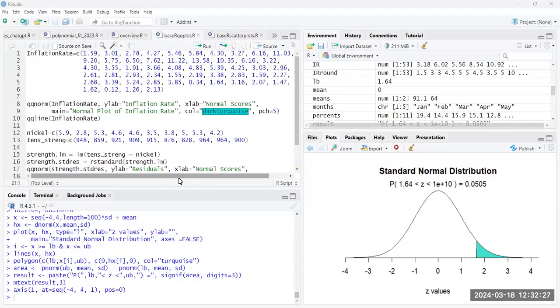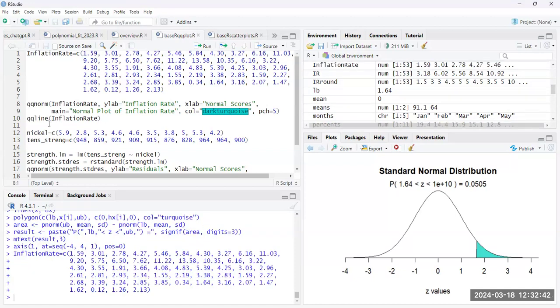All right, so in this video, we're going to be looking at some examples of creating a qqplot, which is a normal probability plot in R. And again, we're going to start by using this inflation rate data that I've used in previous videos. And in order to graph a normal probability plot, you basically need two functions.